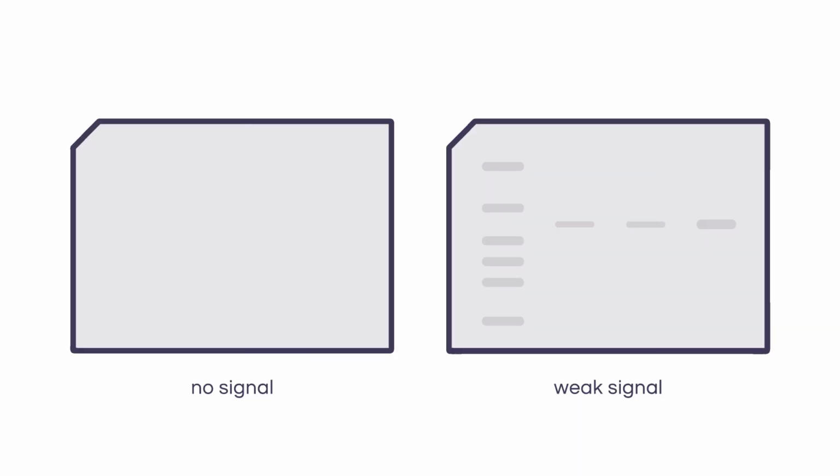During Western blotting, there are lots of steps in the protocol that can affect your results. There are several common issues that we see during imaging of Western blots and some troubleshooting we can do to improve the results. The first issue is not seeing any signal or seeing a very weak signal.